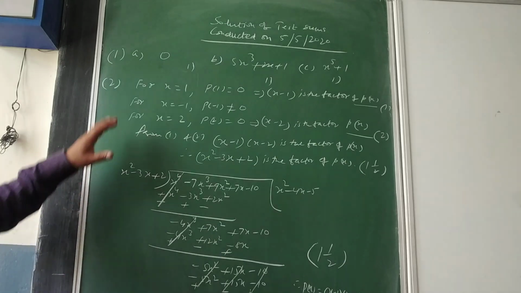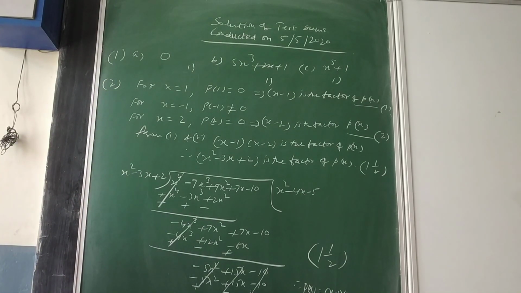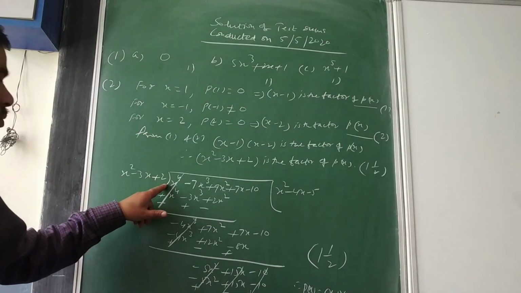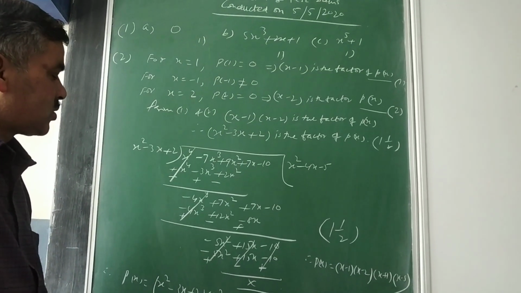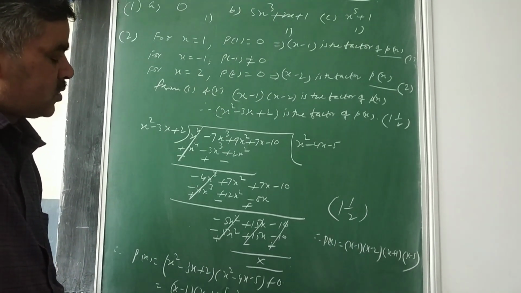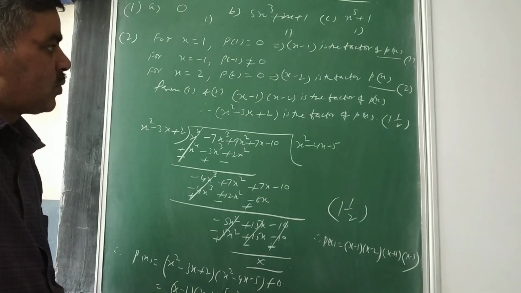Then the second question was of factorization of a biquadratic polynomial. This time I have given to you x raised to the power 4 minus 7x cube plus 9x square plus 7x minus 10. So this was the last question of your third exercise, where I introduced the factorization of cubic polynomial.